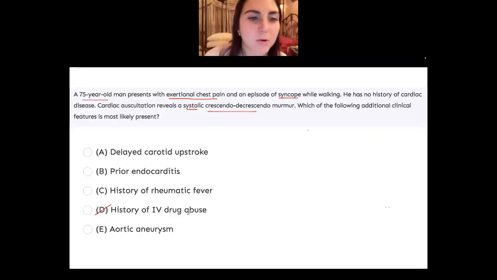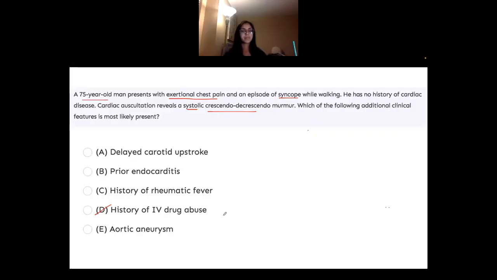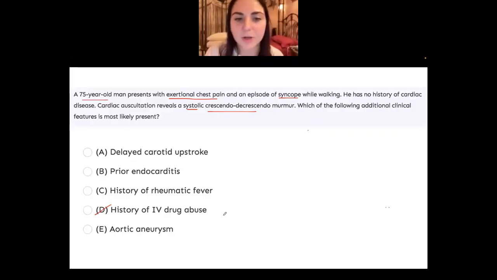Okay. So for this one, you did the right thing. Rule out anything that you at least know for sure is not correct. IV drug use, we talked about. That's going to be a right-sided murmur. That's going to be something like tricuspid valve. That's not going to be this guy. Fine. Out. Aortic aneurysm, have I mentioned anything about aortic aneurysms with aortic stenosis? No. You typically don't see aortic aneurysms with aortic stenosis.